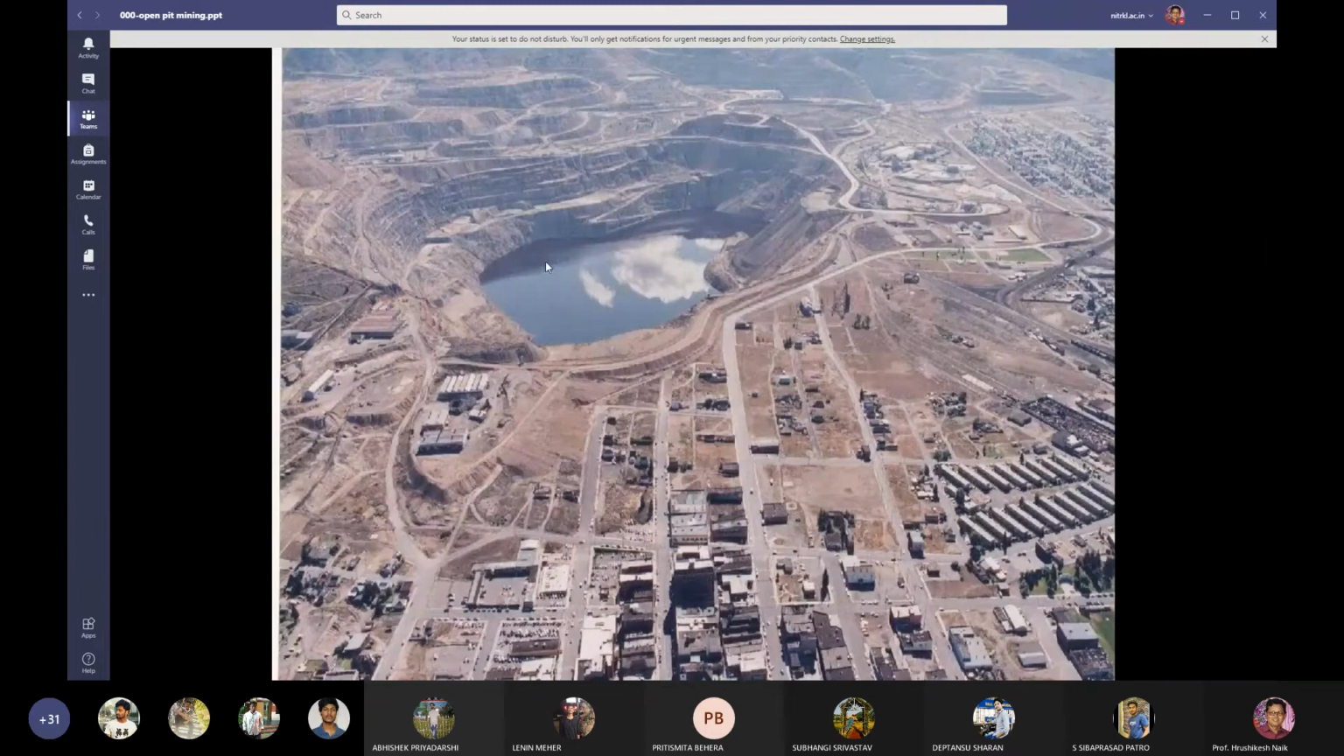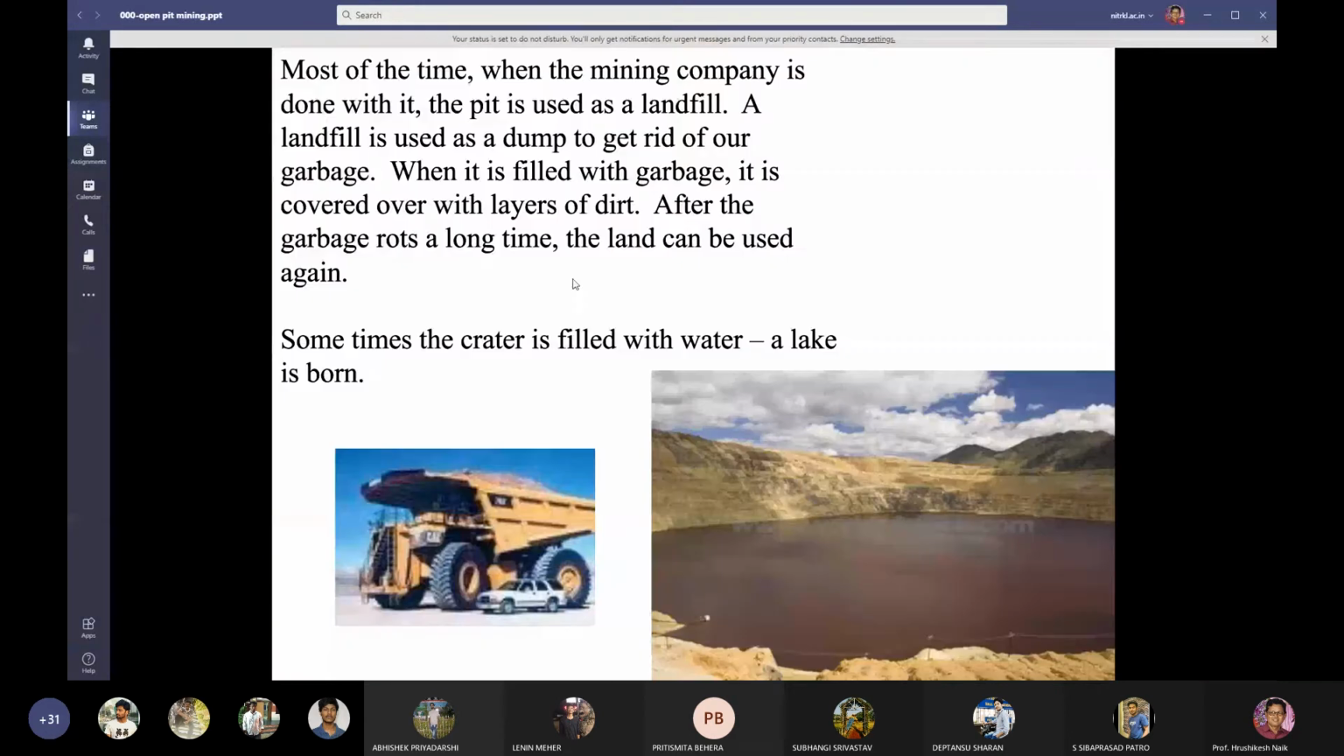Okay. This is another open pit mine, and you see at the bottom of the pit water is accumulated. So you have to go for continuous pumping of the water so that the mine water can be removed from the mine so that you can go for mining. So this is also a view of an open pit mine.